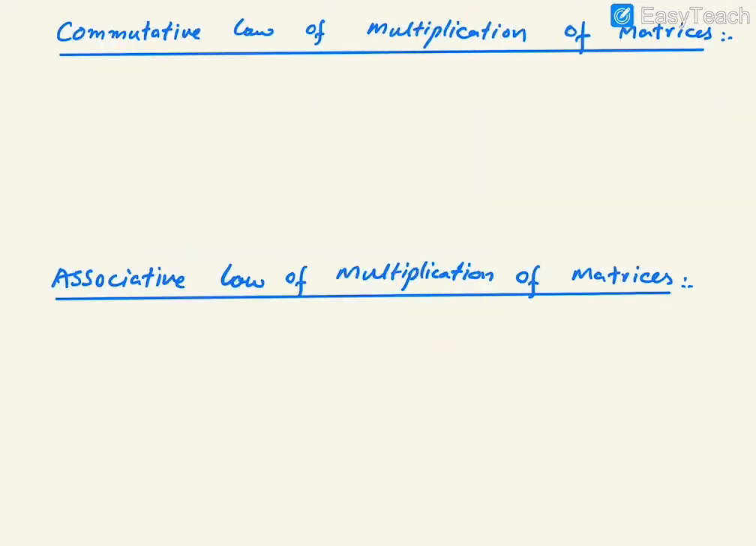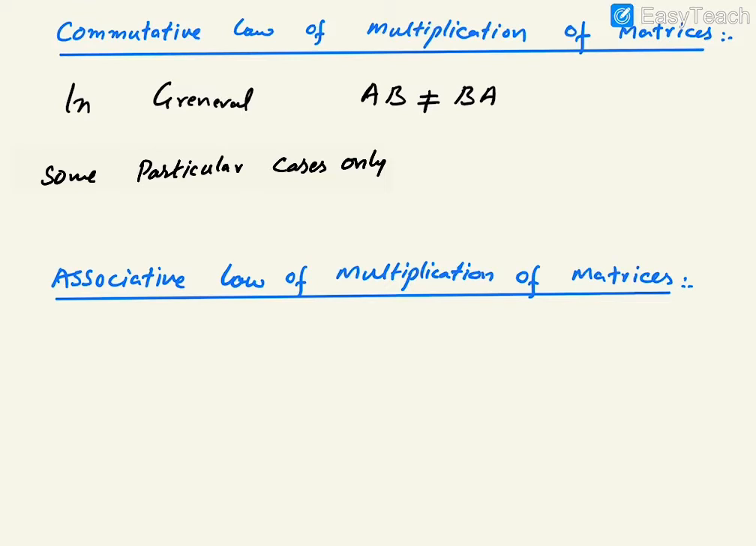Next is commutative law of multiplication of matrices. So in general, AB is not equal to BA. If two matrices A and B are conformable for multiplication, but in general AB is not equal to BA. In some particular cases, you can say AB is equal to BA. Remember that the commutative property doesn't hold for multiplication of matrices.